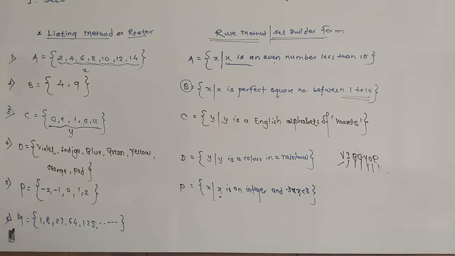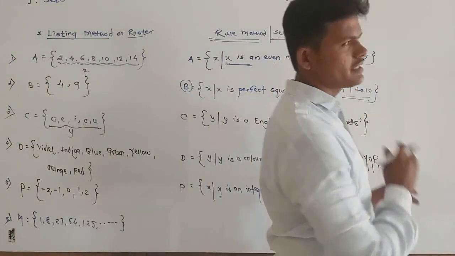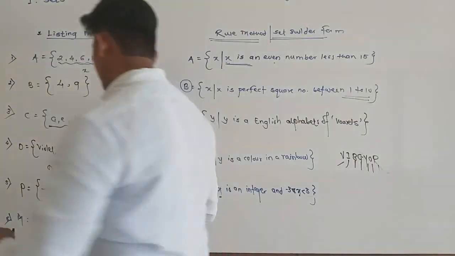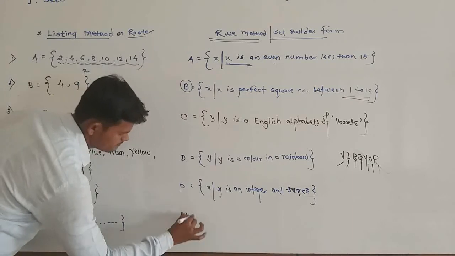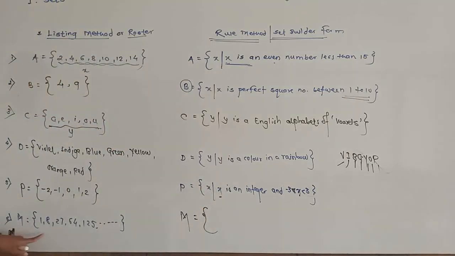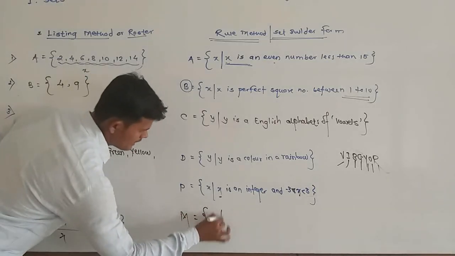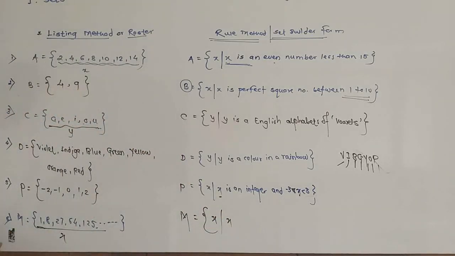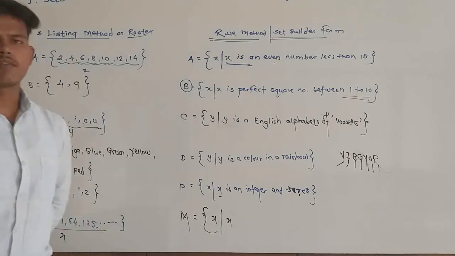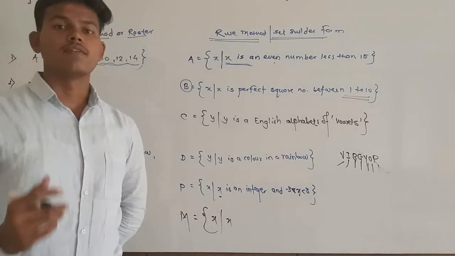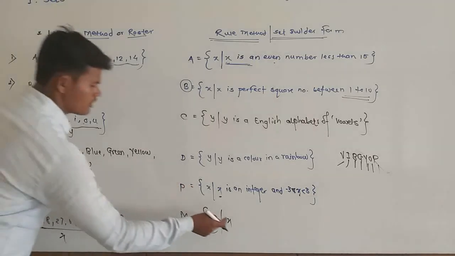And let's consider the last example which is given in the listing method. The last example is given in listing form and now we have to write it in rule method. Okay, the set name is already defined. What is the set name? M. Okay, now instead of writing elements use variables. So we use x. Now see what this x denotes. After seeing the numbers, you will notice 1, 8, 27, 64, 125 are perfect cubes. All of these are perfect cubes. So that is what we have to write. So what does x denote?